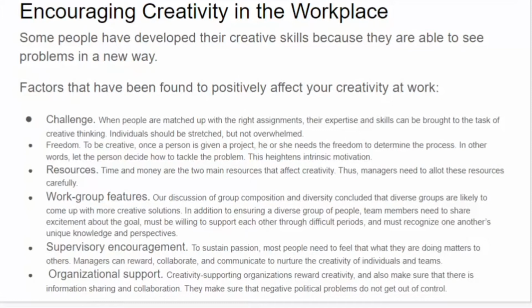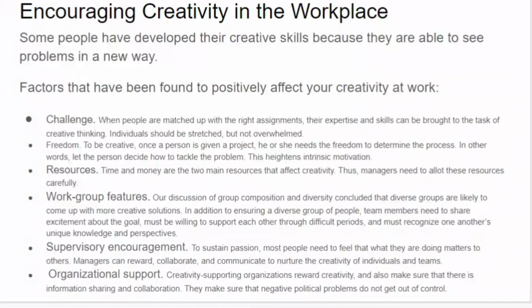If we look at work group features, one discussion, our discussion of group composition and diversity, concludes that diverse groups are likely to come out with more creative solutions. So the more different the group is, the more potential ideas. In addition to ensuring a diverse group of people, team members need to share excitement about the goal, must be willing to support each other through difficult periods, and must recognize that others' unique knowledge and perspectives are equally valid.